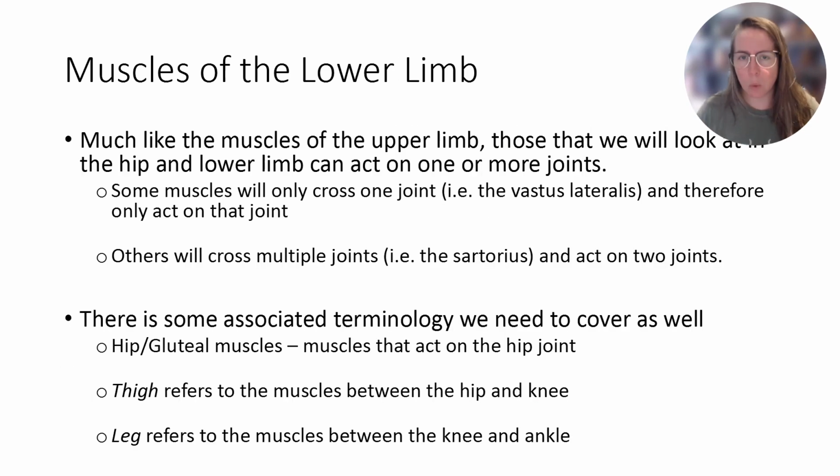So now we need to look at the muscles of the lower limb, and they are set up in a very similar manner to the upper limb. What I mean by that is some muscles will only cross one joint, like your lateral quad, your vastus lateralis. It only crosses the knee joint, so it only acts on the knee joint. Others, like your sartorius, are going to cross two joints. It will cross the hip joint and the knee joint, so it can act on the hip and on the knee. And that again is important for the actions it provides.